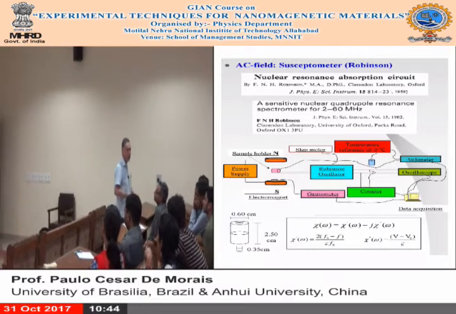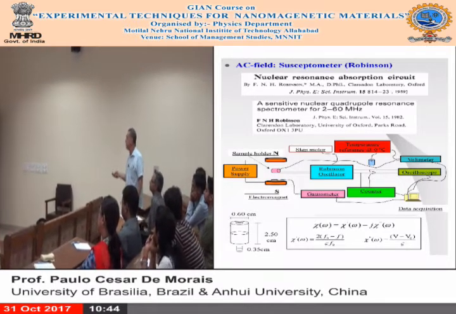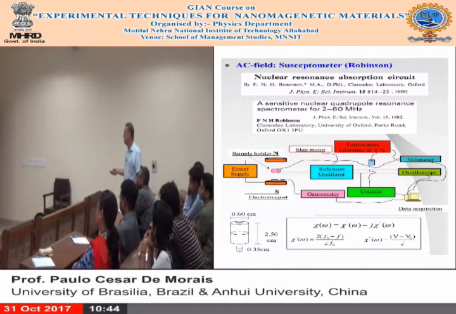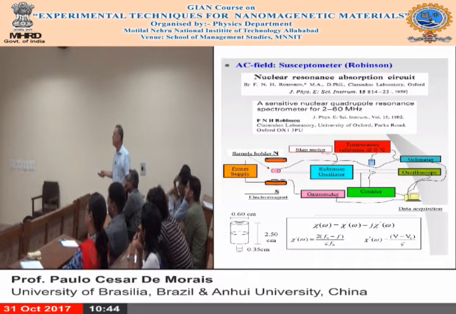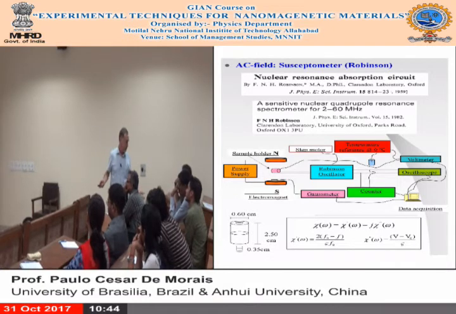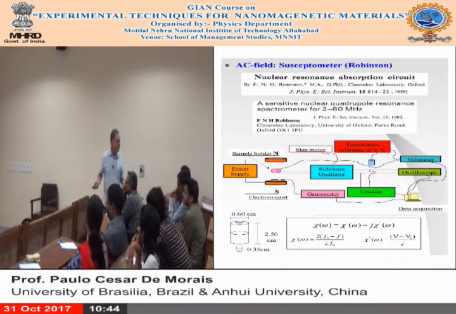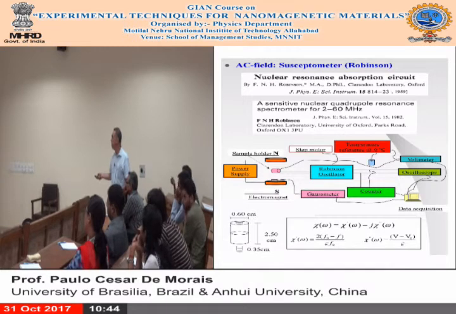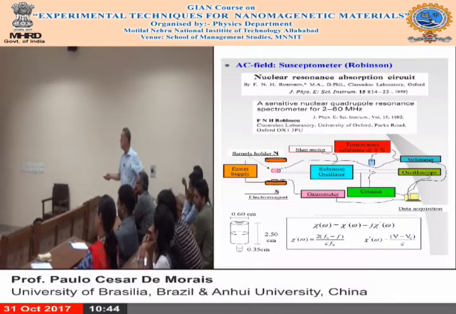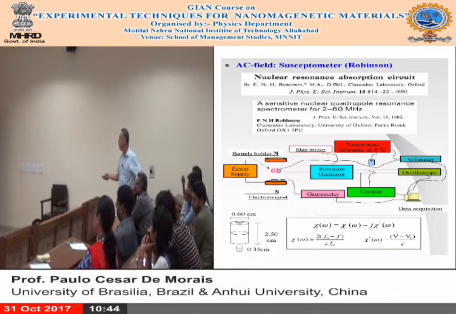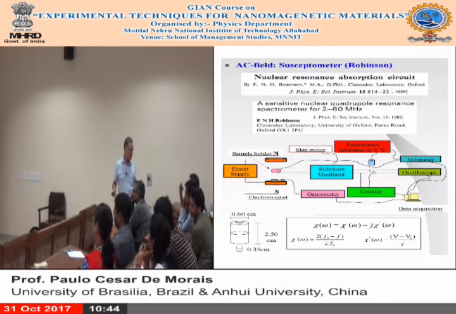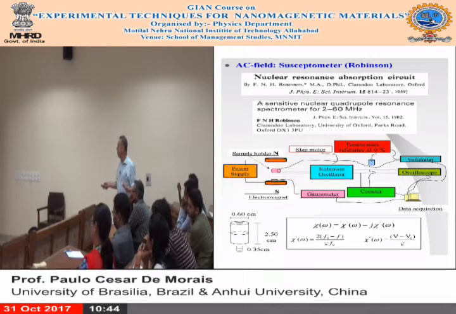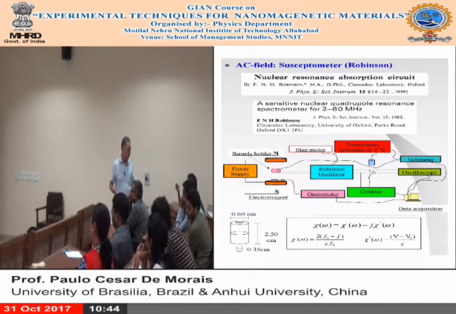You wind it around your sample. Okay, now you can write the dynamical susceptibility in the standard way, with its real and imaginary components. And then you can measure both components in terms of a voltage difference, actually, or you can measure in terms of frequency difference.